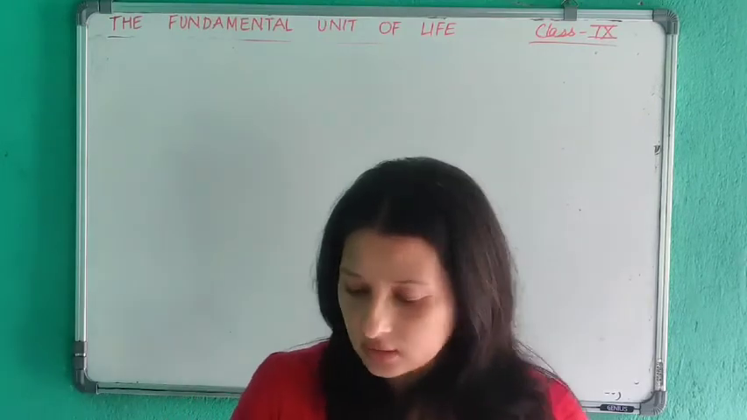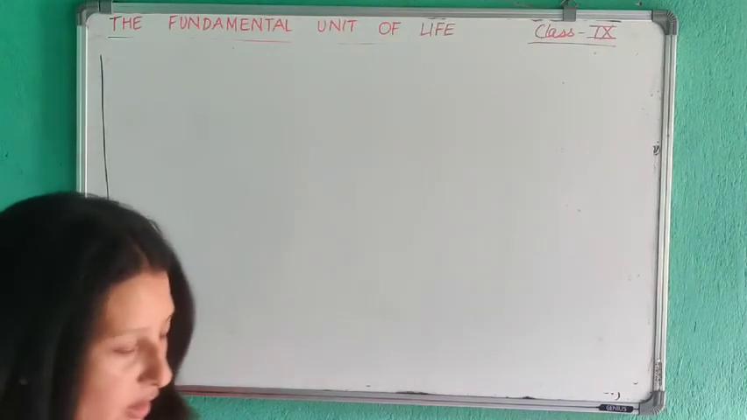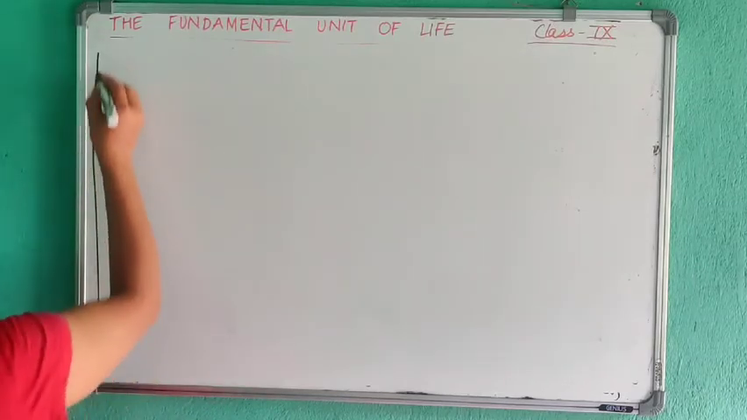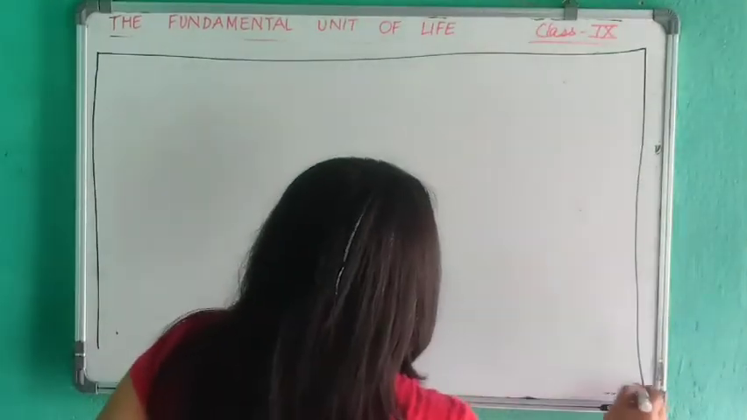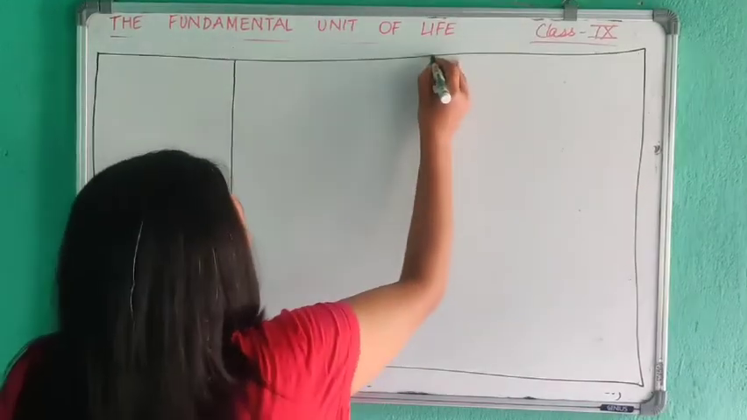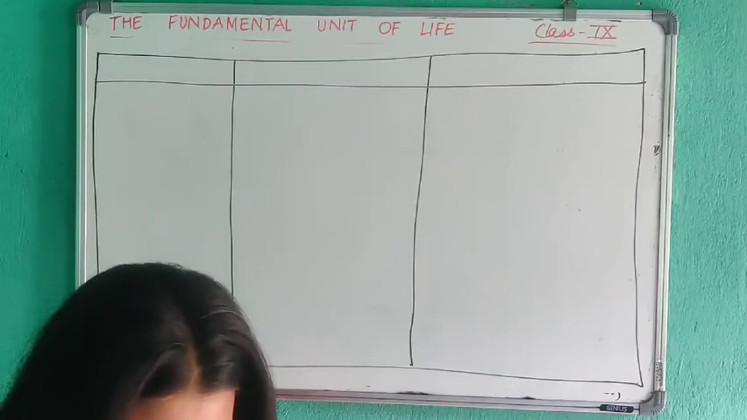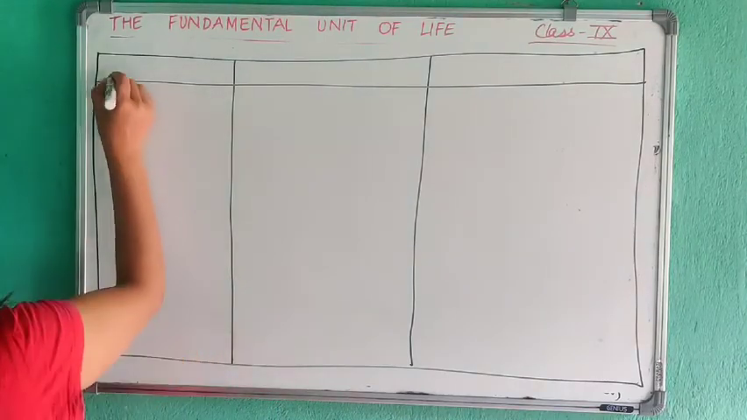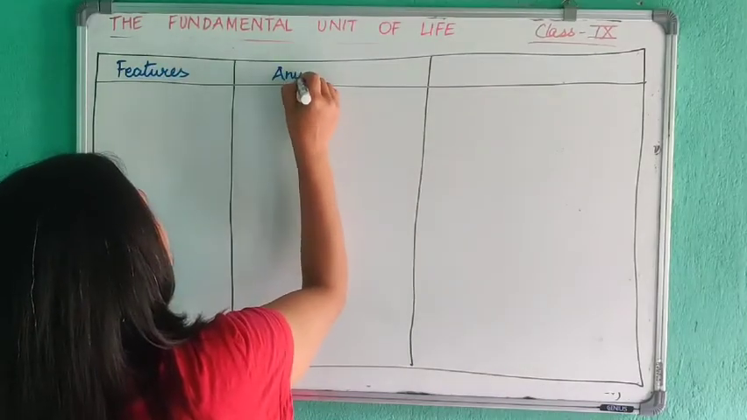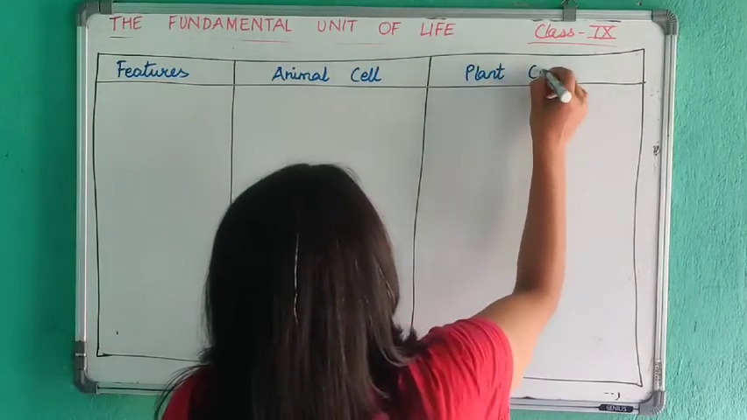So let us see what are the differences between the plant cell and animal cell. For your convenience, I am making a table for the difference of plant cell and animal cell. So this is the table. Here are the features, and this is the animal cell, and this is the plant cell.